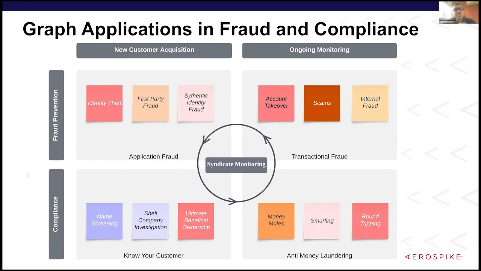Smurfing or structuring involves breaking up a transaction into multiple smaller ones to not get caught in those alert thresholds that require a suspicious activity report filing. And then round tripping, which is basically moving the money through various entities, accounts, and businesses back to your own accounts. So these are some of the ways in which graph can help.